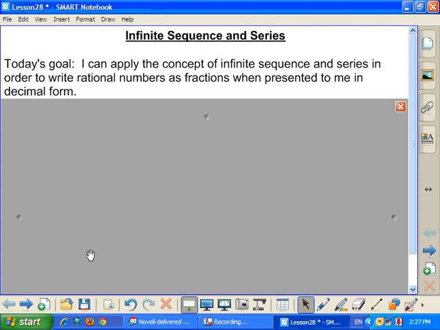So what's the goal today? I can apply the concept of infinite sequence and series in order to write rational numbers as fractions when presented to me in a decimal form. So it's kind of the end goal. So I'm going to lead us there step by step as we go through the lesson today.